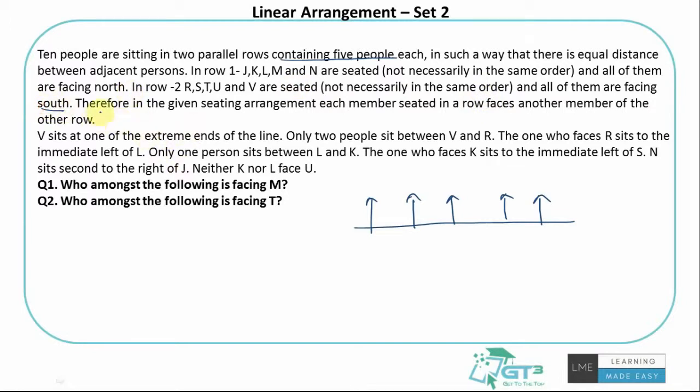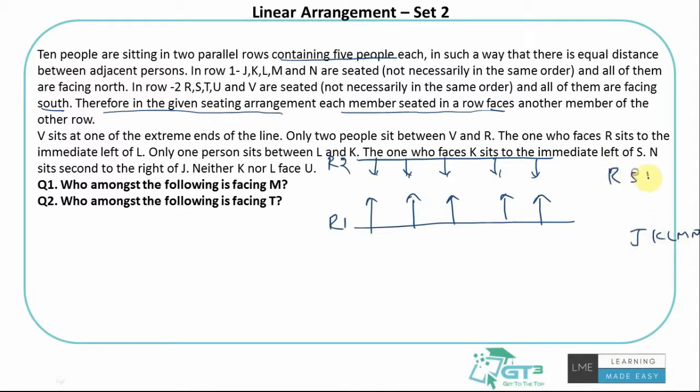That's another row. Therefore, in the given seating arrangement, each member seated in a row faces another member of the other row. So this arrangement is in such a way that actually they are facing each other. That is what the last statement says. So this is row 2 and this is row 1. So I will have J, K, L, M, N here as a possibility. Here I have R, S, T, U, V as a possibility.